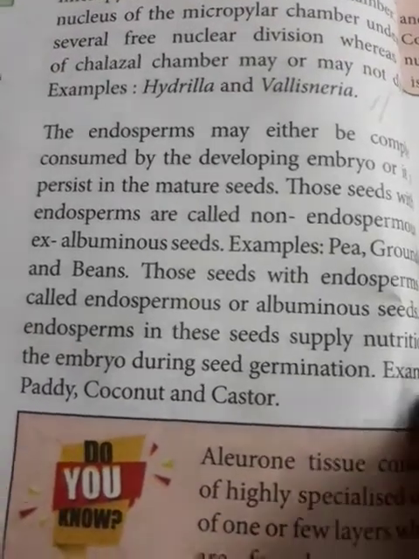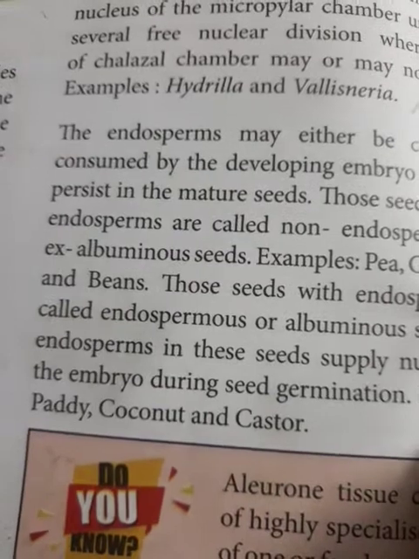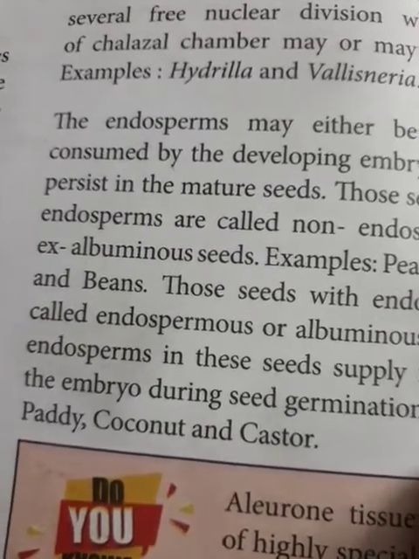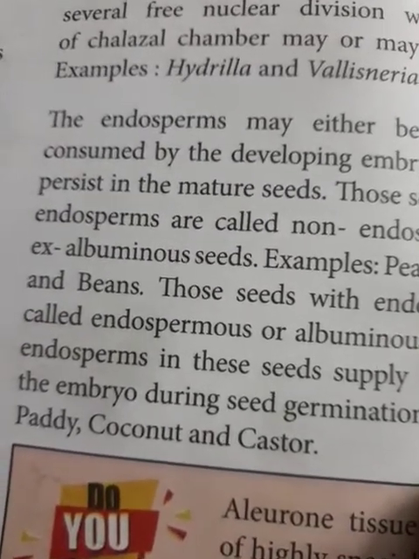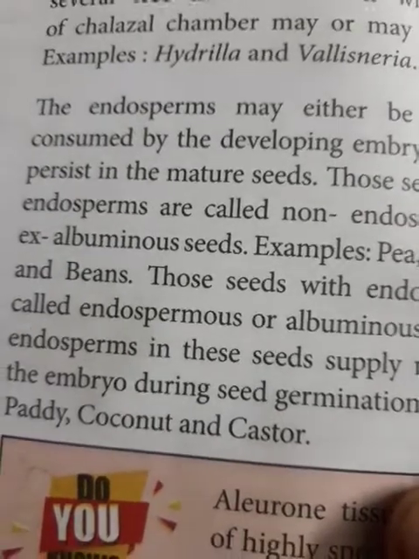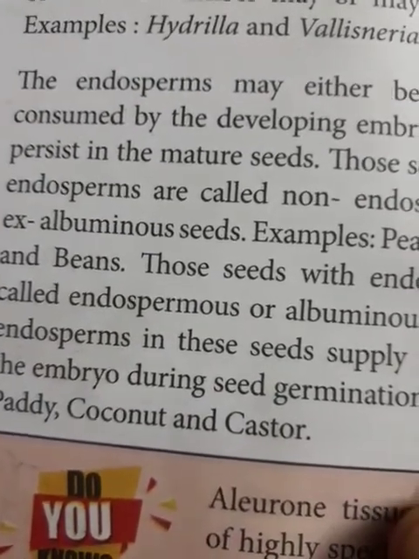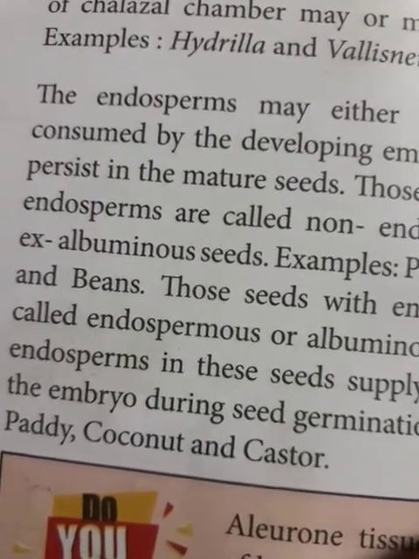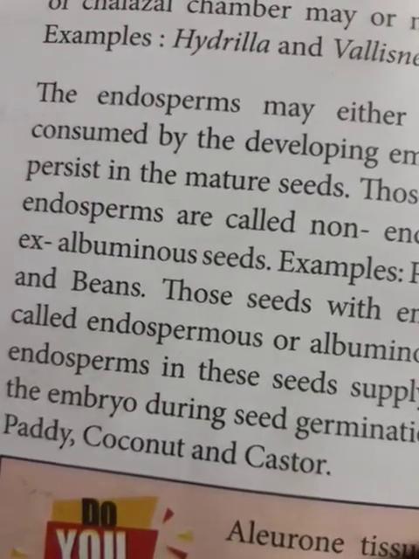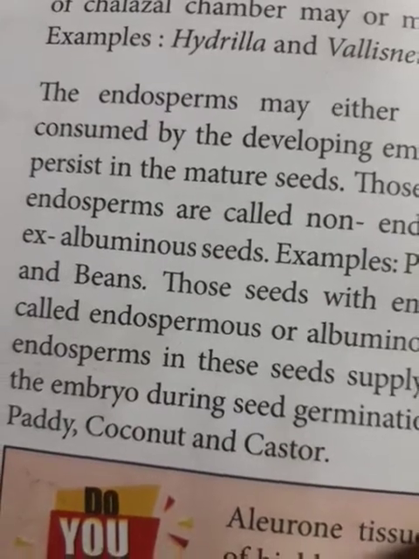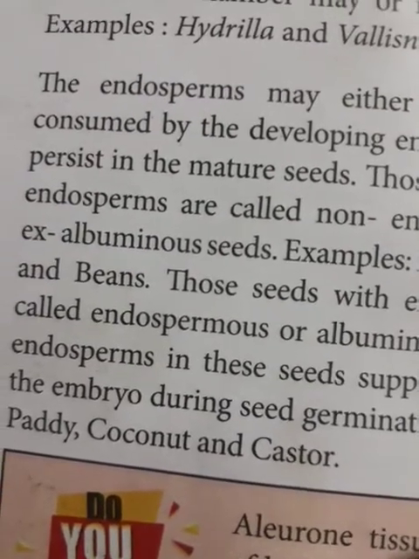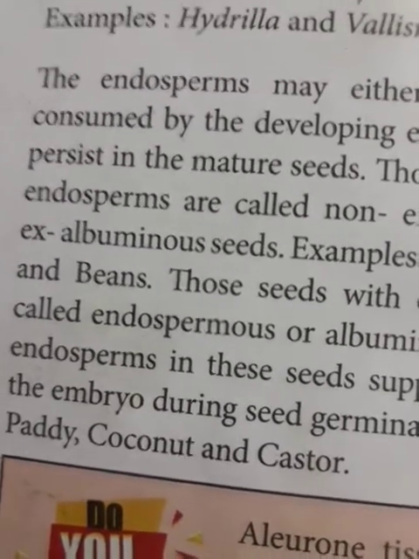Good morning, students. In the previous discussion, we discussed the endosperm, the primary endosperm nucleus, that is called PEN, and it is of three different types of primary endosperm. What are they? The first type is called nuclear type, the second type is called cellular, and the third type is called helobial.